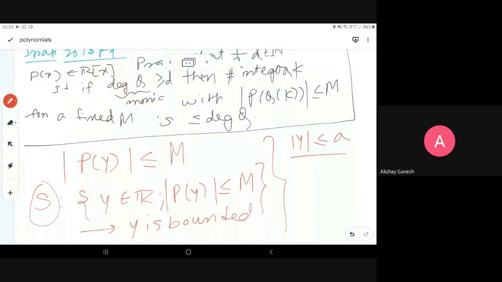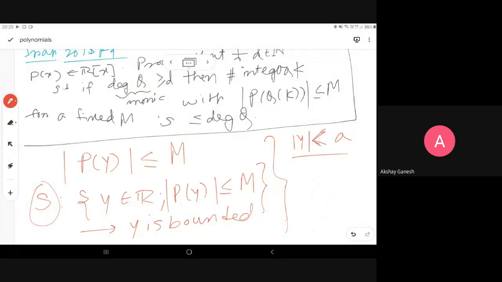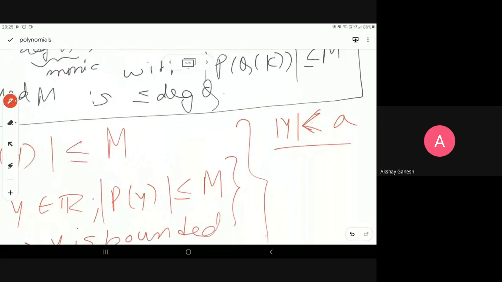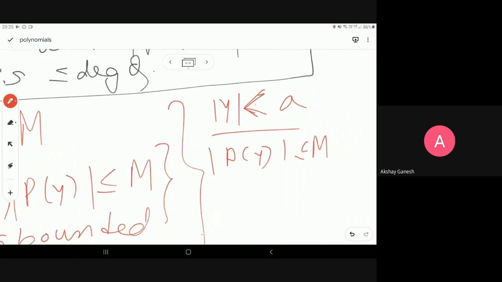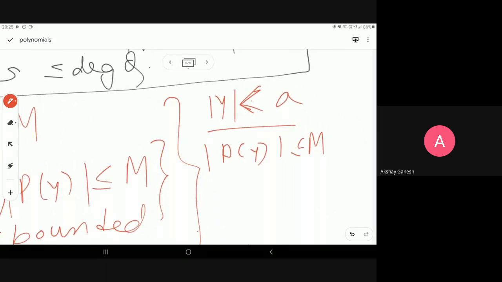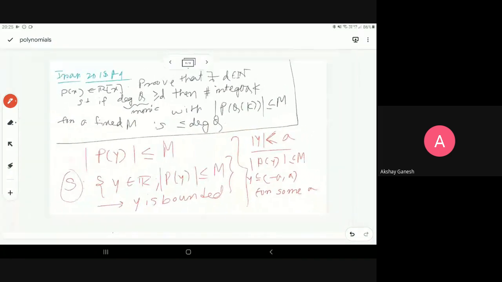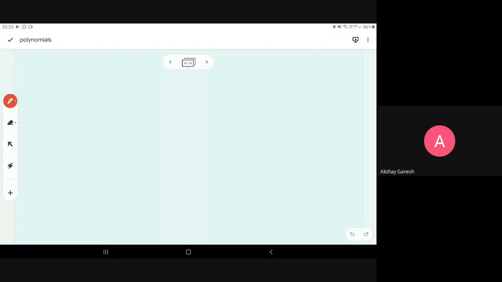In other words, y must have a boundary. So you must have something like |y| is at most a for some real number a. Or in other words, the solutions to |p(y)| at most m form an interval which is a subset of the form (-a, a) for some a. The interval in which y belongs is some subset of (-a, a). In other words, y is bounded, right? So now, did anyone have any problem in what I just said?